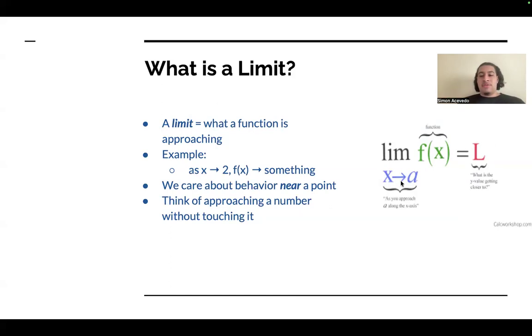So as x is approaching a value, f of x is approaching a value also. Usually we care about the behavior near a point. So usually we use x is approaching infinity to know the long-term behavior of a function, right? As x goes to infinity, what is f of x approaching long term? You can think of it approaching a number without actually touching it. We're getting infinitely close to it.